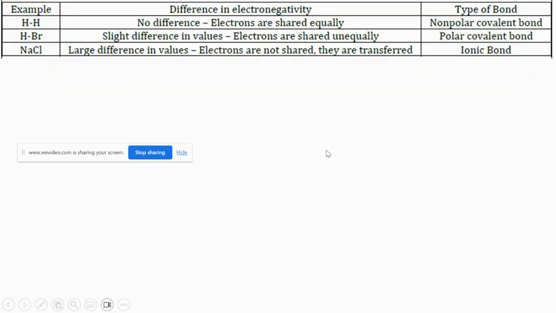There we go. So HH, or any diatomic element, any of your Brinkelhoffs, those are going to be non-polar covalent bonds. HBr, there's some difference there, but it's still considered a covalent bond. And then when you get to ionic bonds, they have a large difference in values. The electrons aren't shared, they're transferred. They just give it away. It's a give and take.